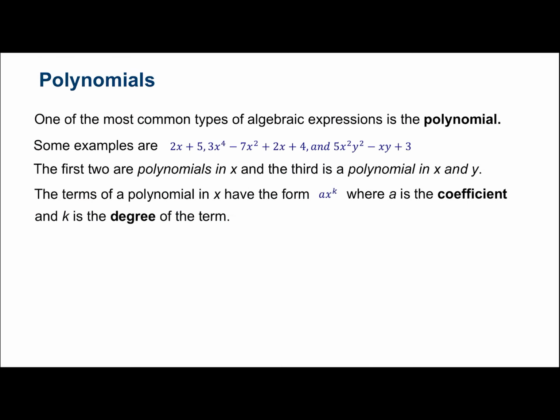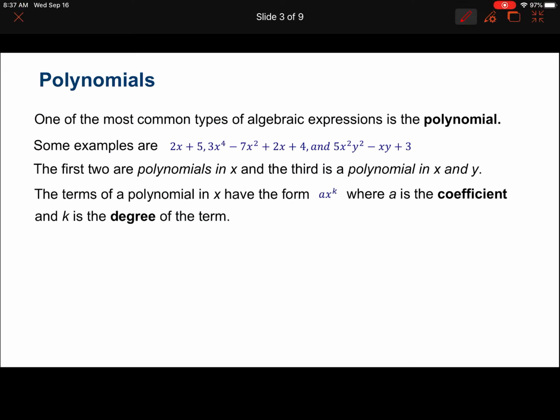So polynomials, just a simple review of what they are. Polynomials are things like 2x plus 5, 3x to the fourth minus 7x squared plus 2x plus 4. So it's separate terms that are separated with addition or subtraction. You're not going to have some division in there. You might have some fractions and decimals, but no big division signs. The first two listed on here are in what we would call terms of x, because there's only one variable in those. The second one is a polynomial in x and y because it has two variables.